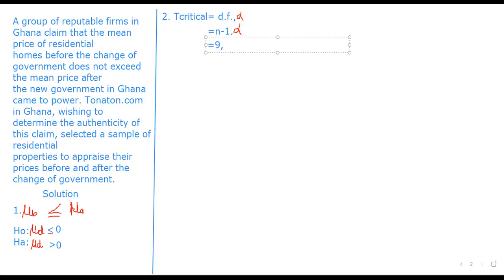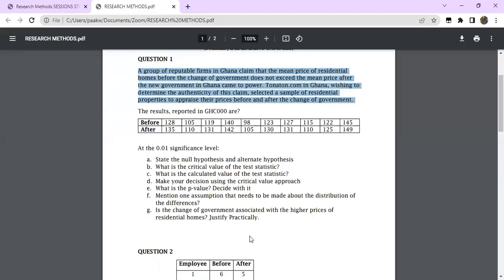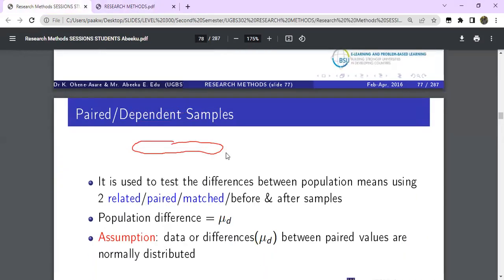Then the level of significance was 0.01, right? From the question. Can you see the level of significance at 0.01 here? Yes, please. Okay. We are going to match the two, the 9 and 0.01, to find our t critical. So let's move straight to the table.